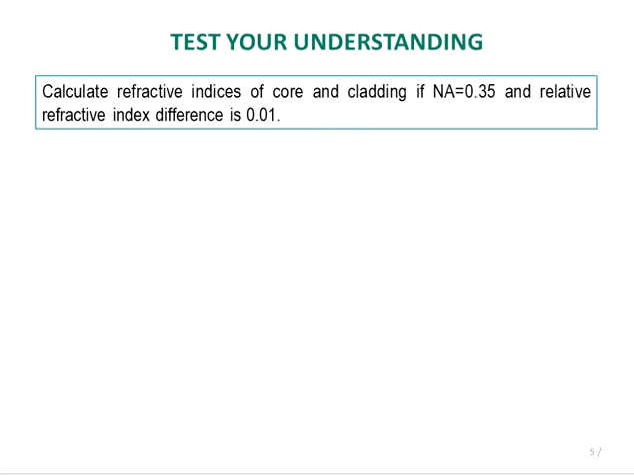Calculate the refractive indices of core and cladding if numerical aperture is 0.35 and relative refractive index difference is 0.01. Now since delta is very small as compared to 1, we can use the formula delta equal to (n1 minus n2) by n1. So by using that we can get the relation between n1 and n2.